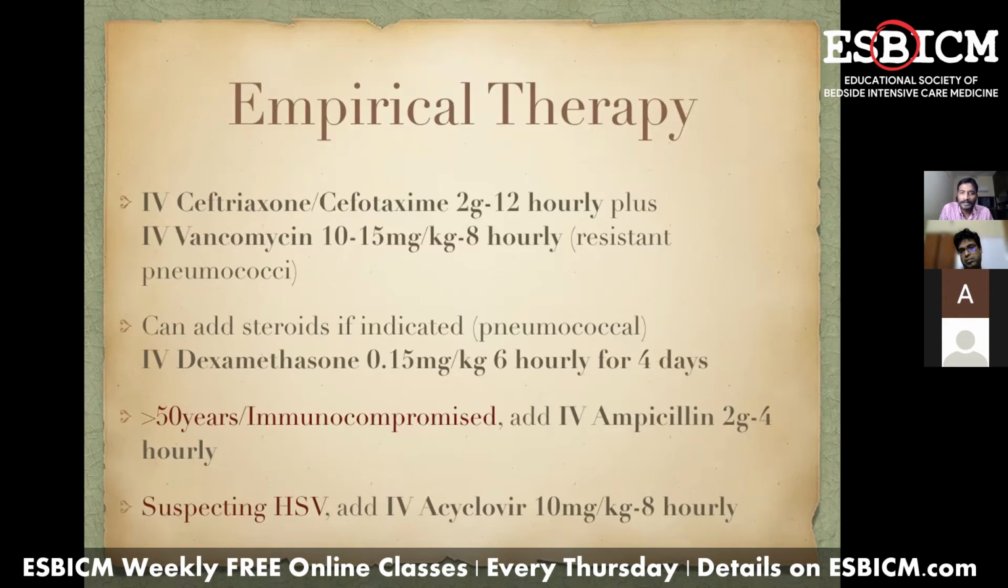And as I said earlier, dexamethasone or steroids should be started for pneumococcal meningitis, 0.15 mg per kg 6 hourly. And if a patient is more than 50 years old or immunocompromised, we have to add ampicillin or amoxicillin 2 gram. This is empirical therapy. And if we are suspecting viral meningitis, we should add IV acyclovir 10 mg per kg 8 hourly.